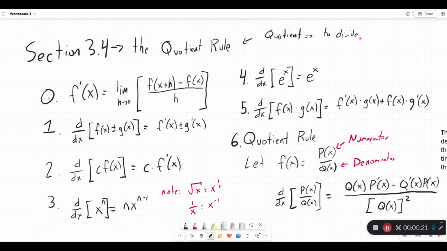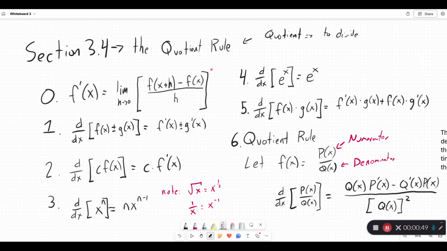So, a quick review of the equations that we've seen so far, or the rules. We have the definition, Rule 0. Reminder, everything that we talk about today ultimately comes from this rule. And we're not going to say that this is not true. We're just not going to always, in every single case, take the longest route.